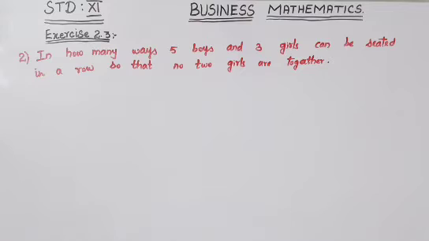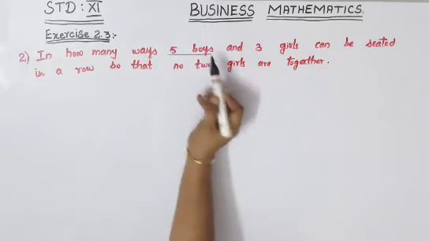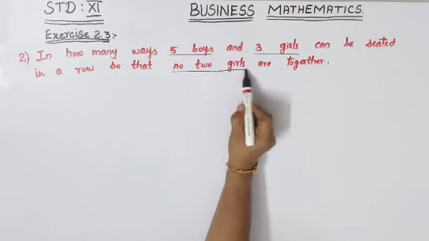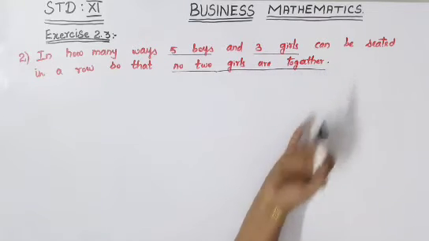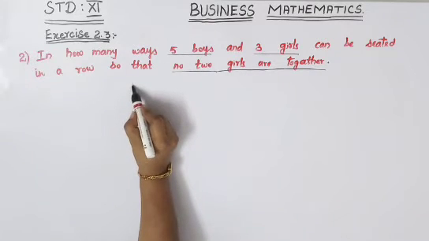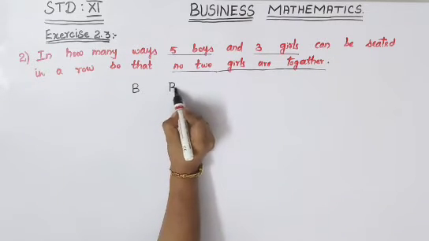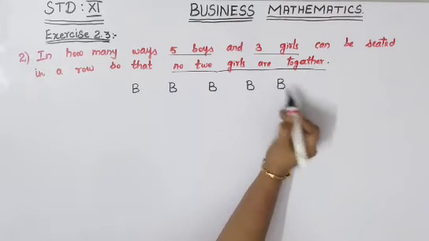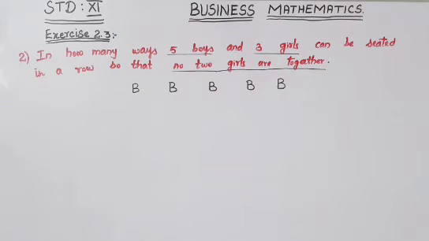Second question: in how many ways can 5 boys and 3 girls be seated in a row so that no 2 girls are together? So your condition is, they have given you 5 boys and 3 girls, and no 2 girls are together. So no 2 girls should sit together, they should be separate. So all the girls you will have to place separately. So first we will fix all the boys. So 5 boys are there, so I will write B, B, 5 B's, leaving space in between because we will have to place the girls in between.